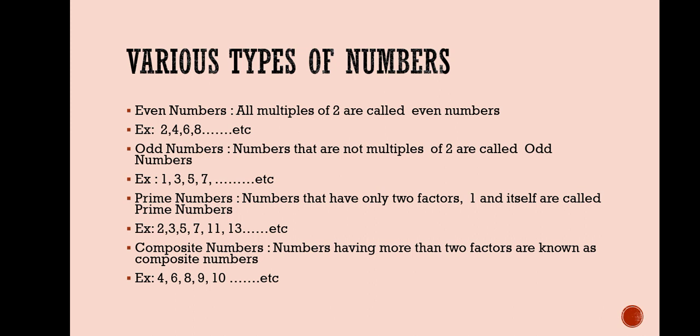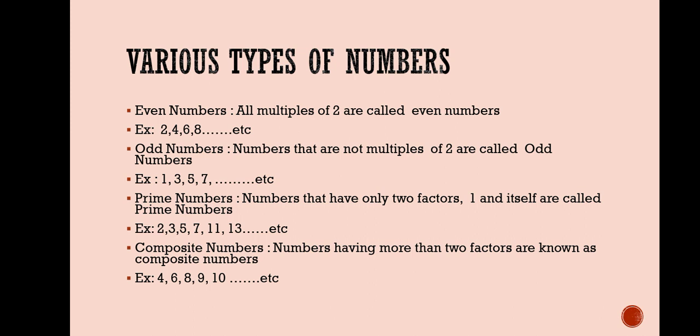What are prime numbers? Numbers that have only 2 factors, 1 and itself, are called prime numbers. What are prime numbers, children? Numbers that have only 2 factors, that is 1 and itself, are called prime numbers. Examples of prime numbers: 2, 3, 5, 7, 11, 13, etc.